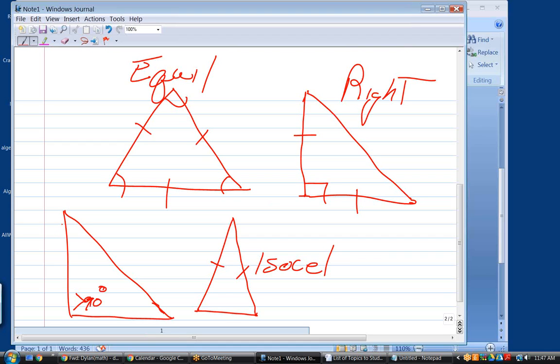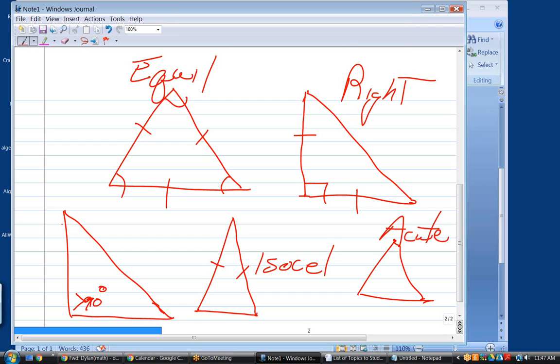And even acute triangles. And all acute triangles mean is what? That it's less than 90 degrees, one of the sides. All 3 sides are less than 90 degrees. Okay. So that's acute. Obtuse means what? More than 90 degrees. How many sides? 3.